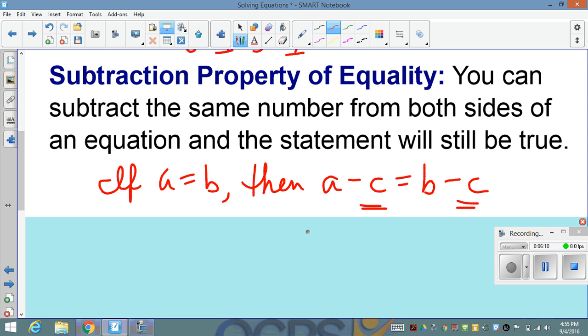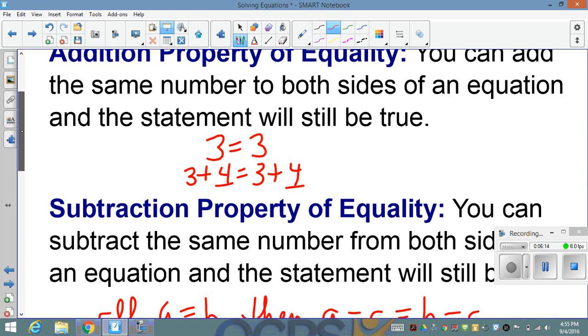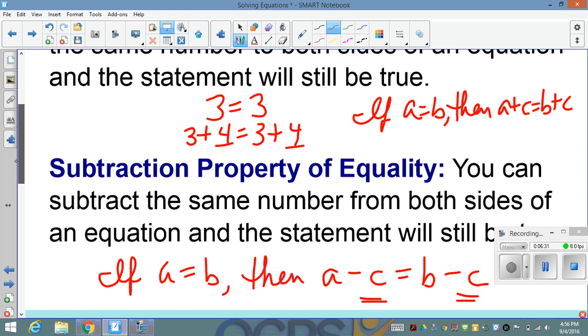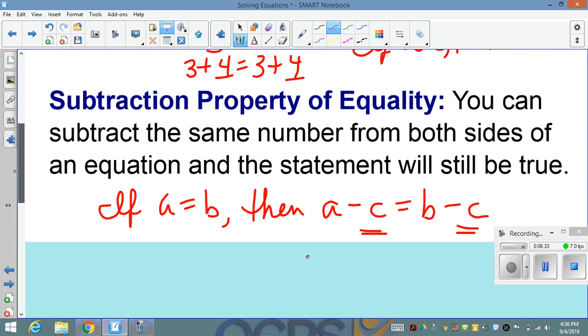Let's actually go back and do that for our addition one as well. So if A equals B, then A plus C equals B plus C. That's our addition property of equality. Okay, I know I'm going a little fast. Pause it if you need to.